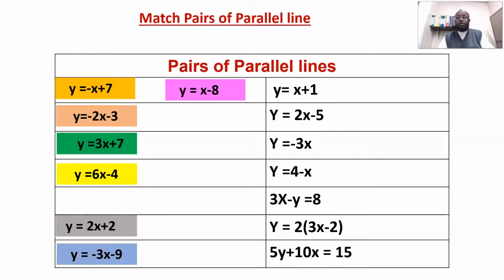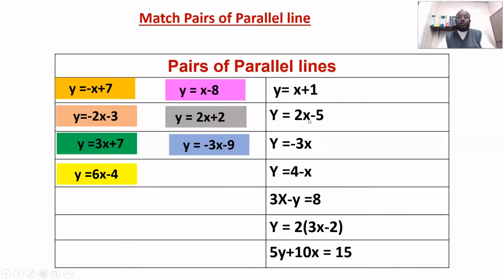Okay. Do we have anyone with a gradient of 2? This one has a gradient of 2. So here we have 2x, and here we have 2x. So those two are parallel. And those two are parallel simply because they have minus 3x, so the two gradients are exactly the same.